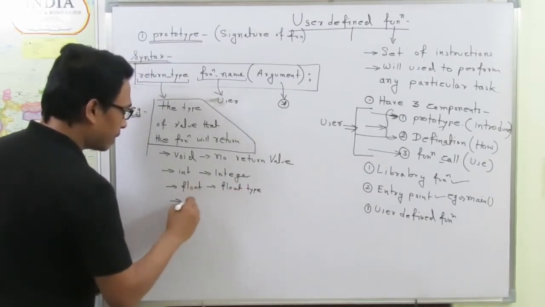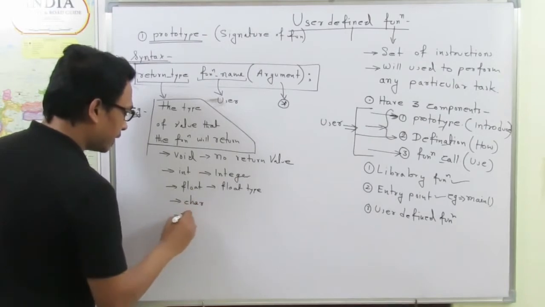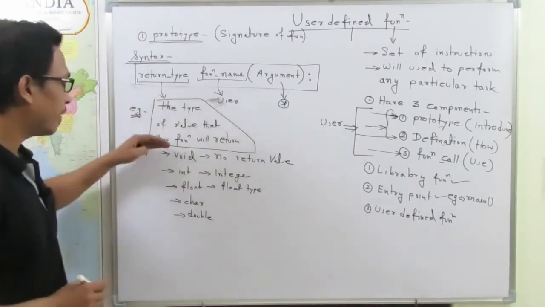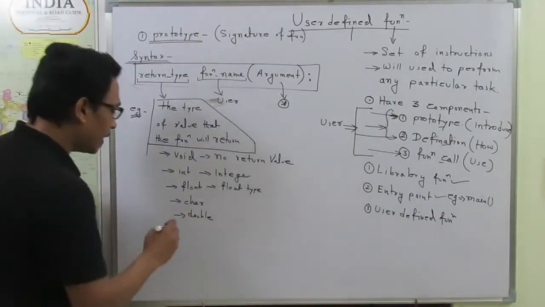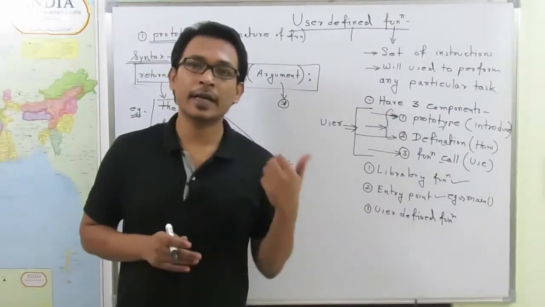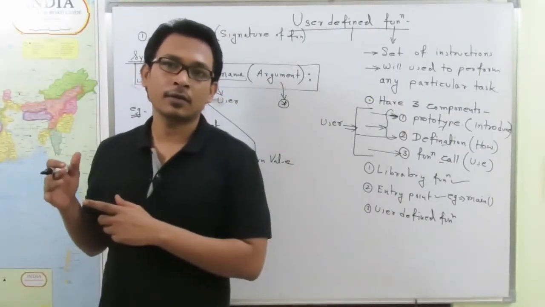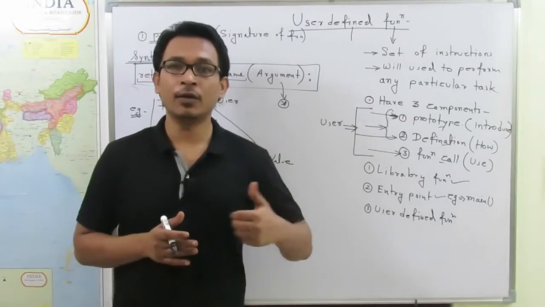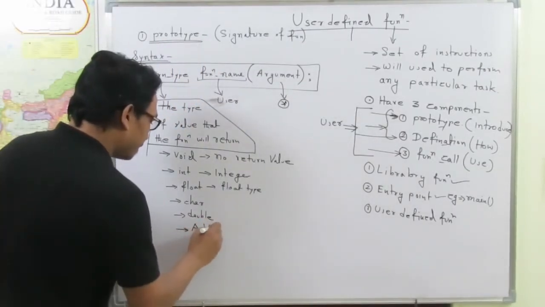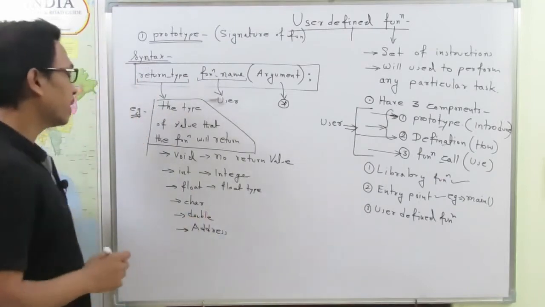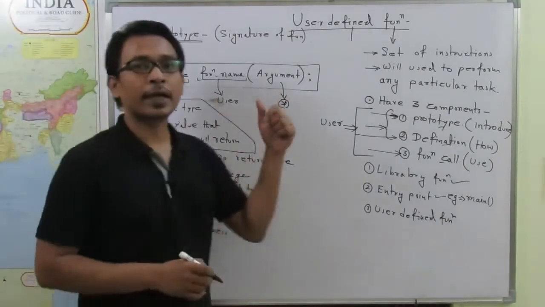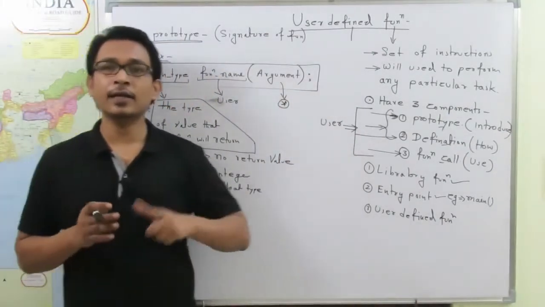Then the return type can be character, double, along with all these types of value. A function can also return the address of a variable, of a value. Clear? That means we can also return the address. These are the basic return types that a function can return. Clear?